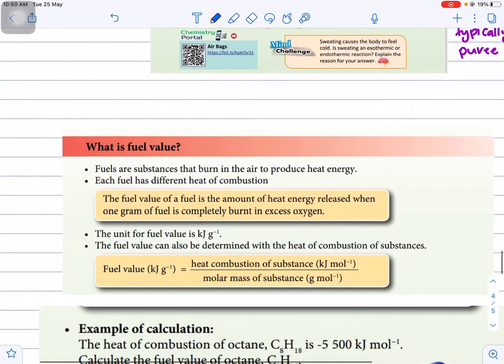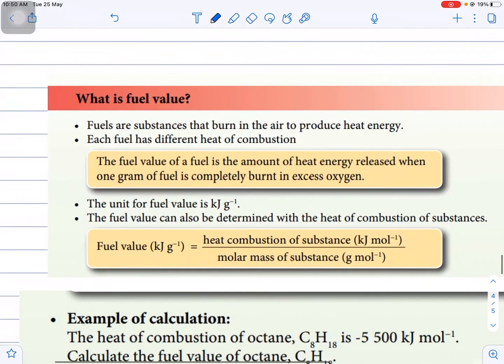Now let's move on to the fuel value. Okay, what is fuel value? A fuel is a substance that burns in the air to produce heat energy. As we know, each fuel has a different heat of combustion. If you use methanol or propanol, you're going to see they release a different amount of heat, and for sure they're going to have different heats of combustion.